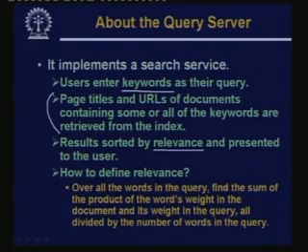So, after finding the sum of the product of the word's weight and its weight in the query, you divide it by the total number of words in the query. So, this is how the query server of web crawler determines a numerical relevance figure when it is trying to sort the results.